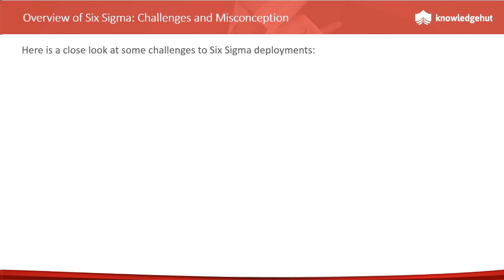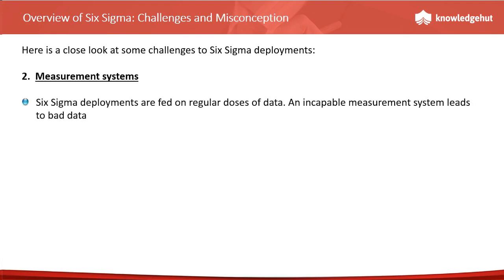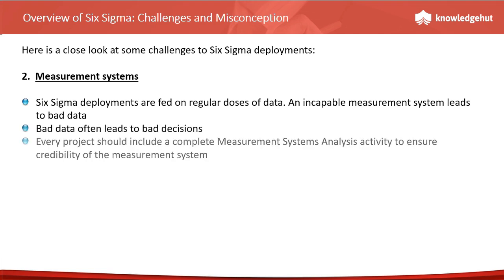Measurement system has to be crisp. Six Sigma deployments are fed on regular doses of data. Everything is based on data. What will happen if your data is incorrect? Your process baseline will be incorrect, the judgments that you take will be incorrect, and eventual results are going to be incorrect. An incapable measurement system would lead to bad data, and bad data would lead to bad decisions.